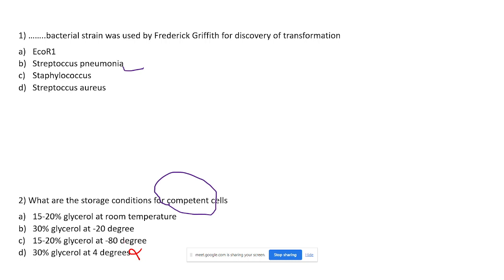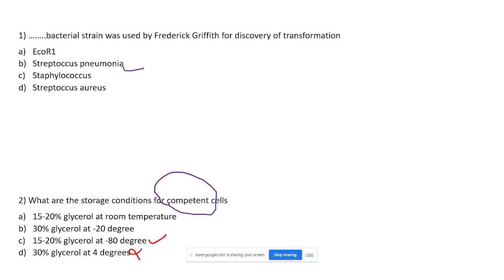Anybody else who wants to give a try? Ma'am, B. No. The correct answer is C: 15 to 20 percent glycerol at minus 80 degrees. So competent cells are always stored at minus 80 degrees. Room temperature and 4 degrees are not even options. Room temperature is never an option.